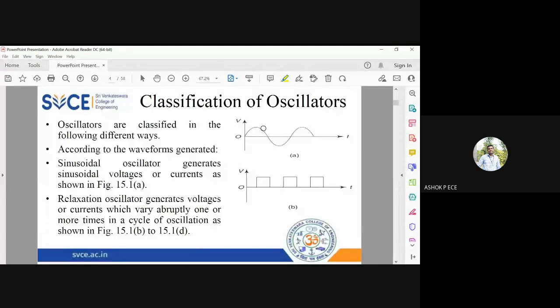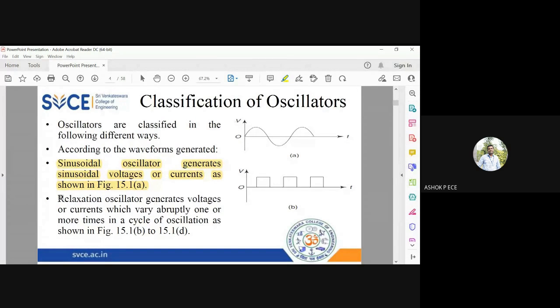Waveform generated. First one, this sine wave generated by a sinusoidal oscillator, it can be voltage or current, but mostly we represent voltage as a function of time. It can also be current. Some oscillators also produce AC current, so that can also be denoted.